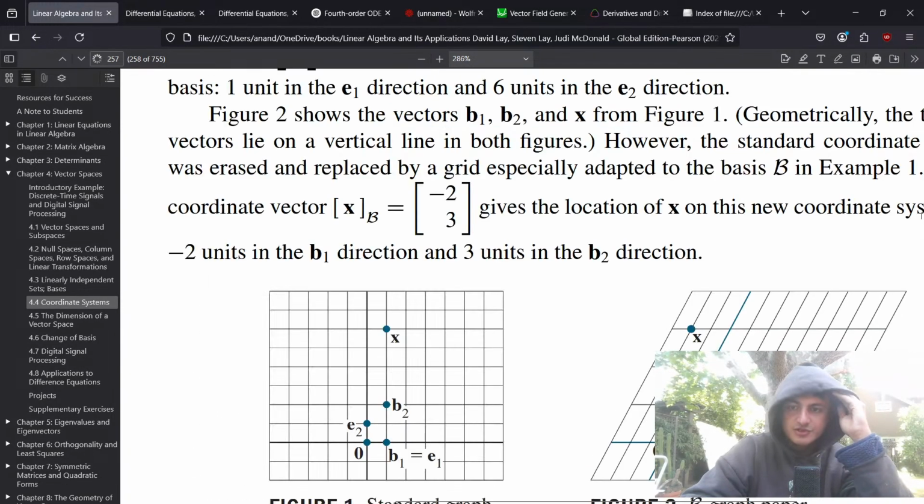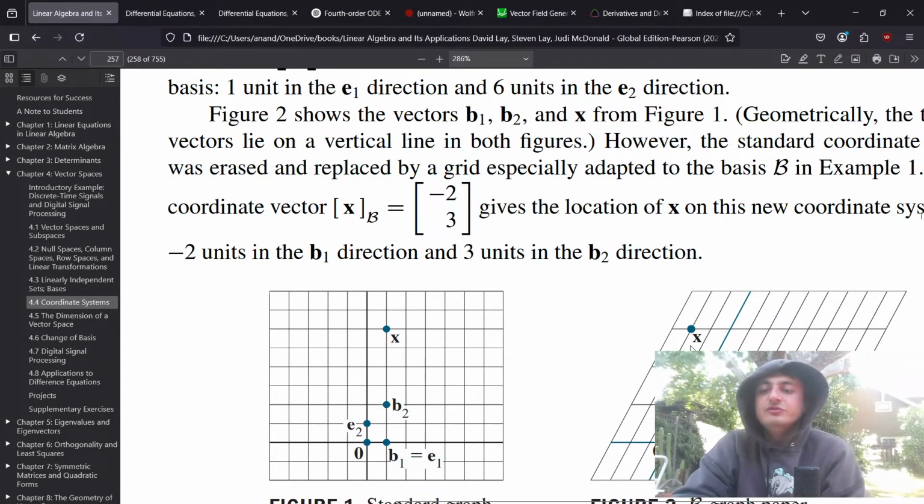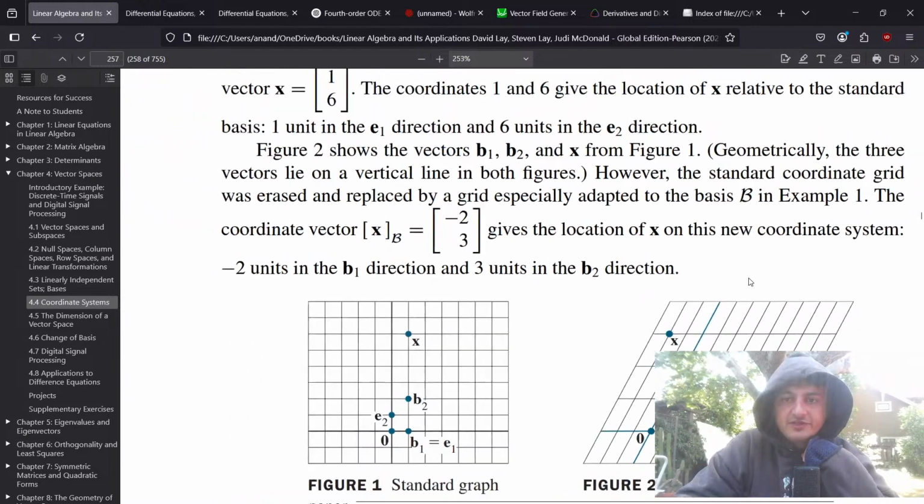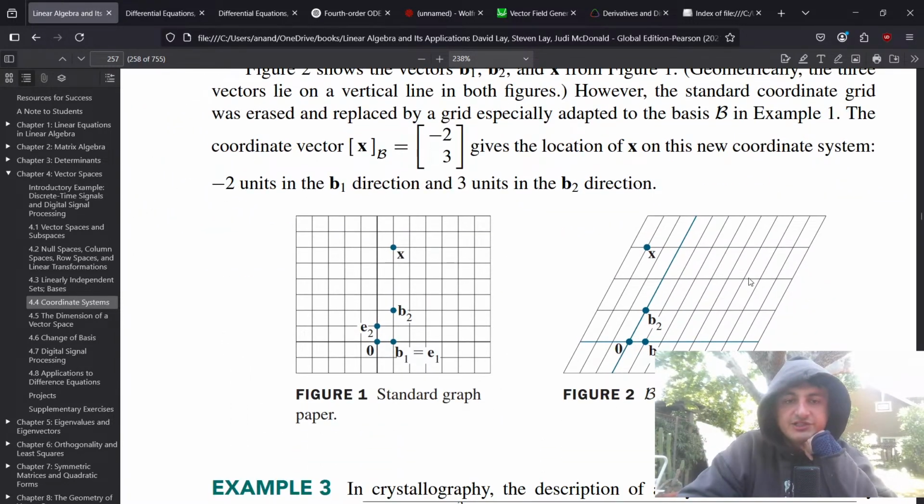Yeah, that's weird. So x really never moves relative to 0, which makes sense. I mean, it'd be weird if it did, but also the whole grid has changed.